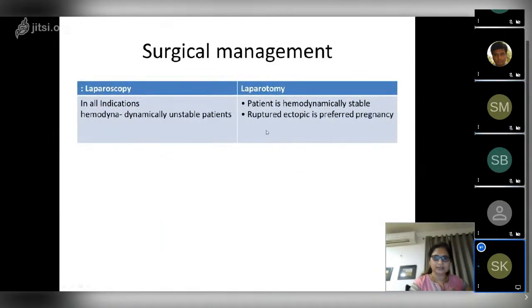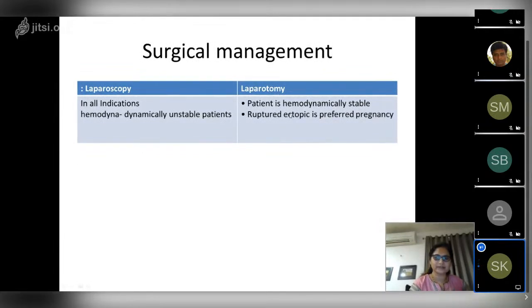Now, what are the surgical management options available? Most of the times it is laparoscopy, what we do nowadays, where the patient is hemodynamically stable, and it's a very quick in and quick out procedure. The patient recovers very well immediately. The next 2-3 days we discharge her, and either the salpingectomy or salpingostomy, based on the damage to the tube, the procedure is done in laparoscopy.